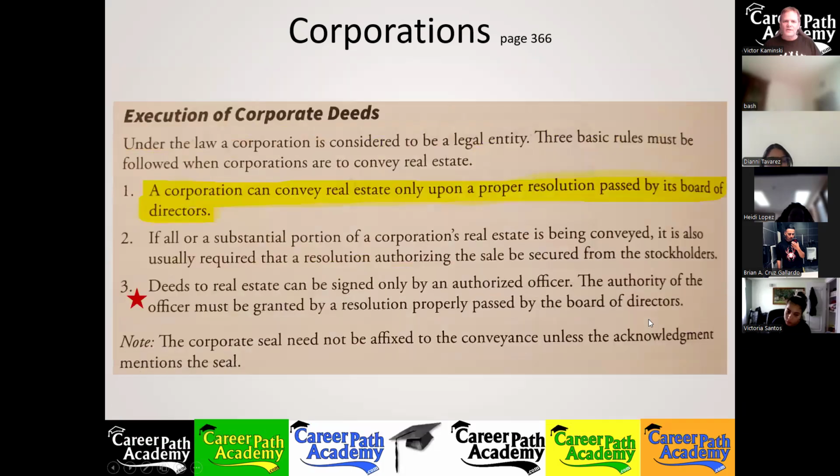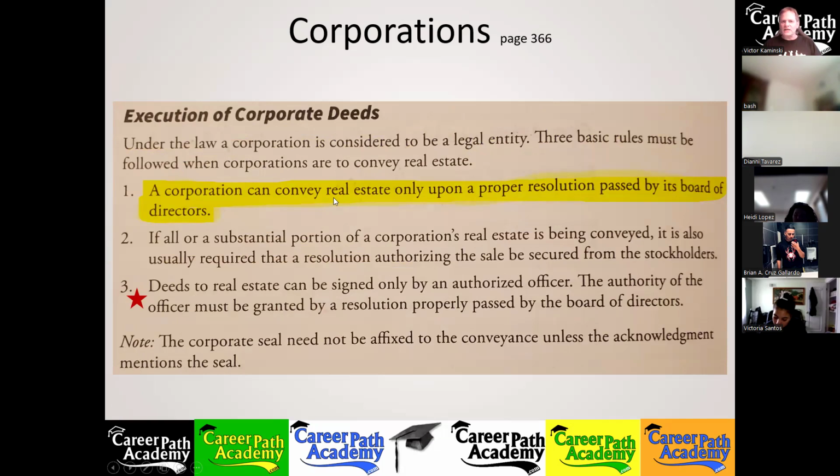Got it. So let's turn to page 366 just for a moment, and we're going to do some highlighting here. It says, under the law, corporations are considered to be a legal entity. Three basic rules must be followed when corporations are to convey real estate. So we need to be aware of this as real estate professionals.